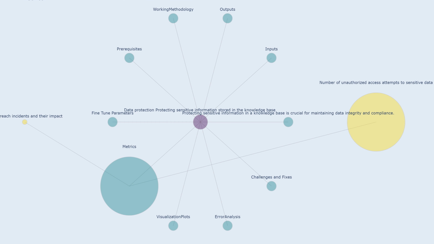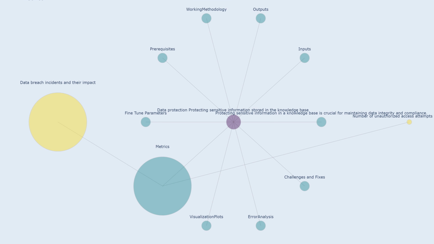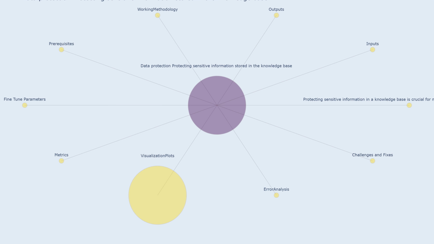Metrics. The number of unauthorized access attempts to sensitive data is a key metric to monitor. This can provide insights into the effectiveness of security controls and highlight potential vulnerabilities. Data breach incidents and their impact should be tracked to assess the effectiveness of security measures and identify areas for improvement. This includes recording the nature of the breach, the data affected, and the consequences of the incident.